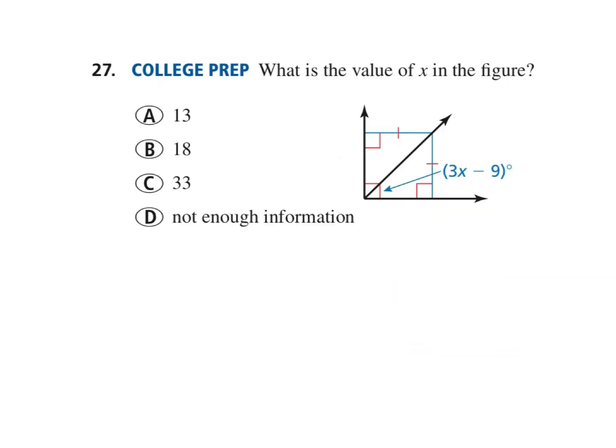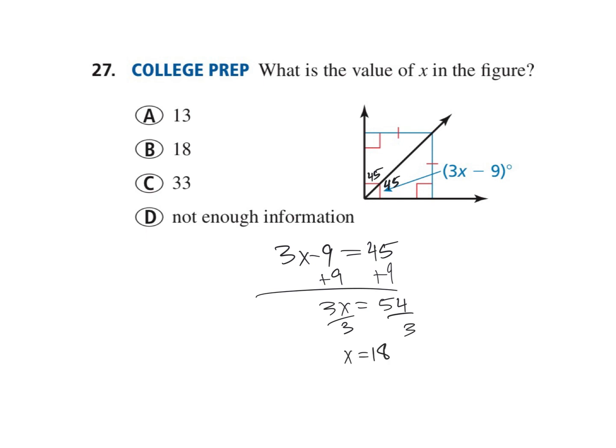27, what's the value of x in the figure? Well, notice we have perpendicular line here from the ray, and it's equidistant to this perpendicular line. So since this point is equidistant to the lines, that means the ray must be an angle bisector. And if this is 90 degrees, then each of these must be 45. That means 3x minus 9 is equal to 45 degrees. So we add 9, 3x equals 54. Divide off the 3, and x is 18.